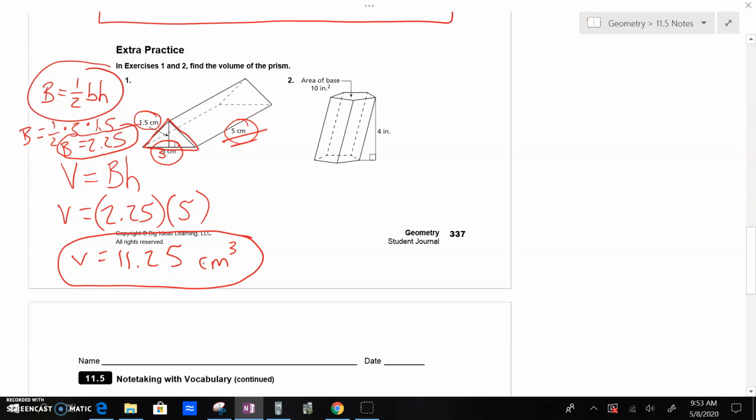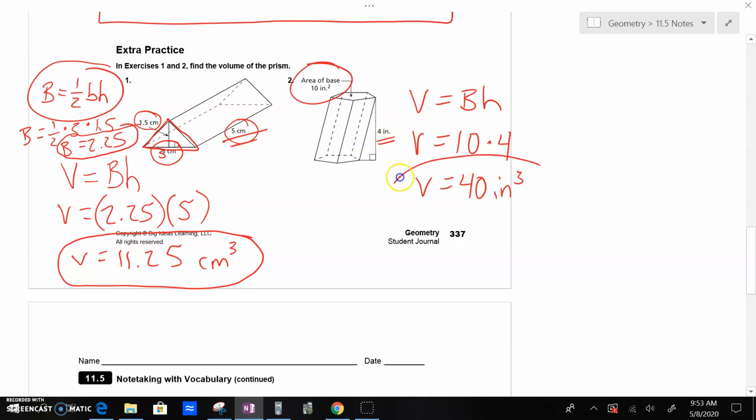Second one, actually a more complex shape going on because it's slanted, and it's got what looks to be a pentagon, so a 5-sided base, but they're giving you the area of the base. You're not having to compute it. So for volume, we're doing base times height. Well, they told you the base is 10. The height measured up at 90 degrees is 4, and the volume then is 40. And here it would be inches cubed.